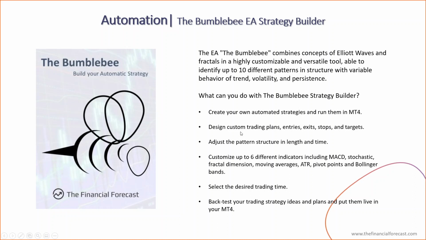Okay, I can design my custom plans. Yes, entries, exits, stops, targets, everything we saw before with the money management rules. I can adjust the pattern structure in length and time, as we saw before, because they are connected. I can use 6 to 7 different kinds of indicators: MACD, stochastic, fractal dimension, moving average, ATR, pivot points, Bollinger Bands, all the different indicators we saw before in one of the slides.